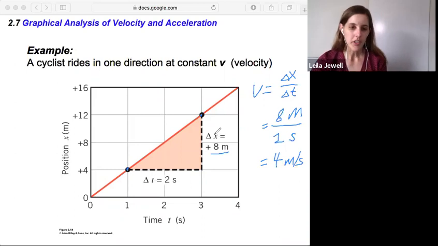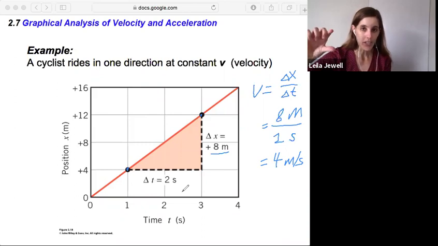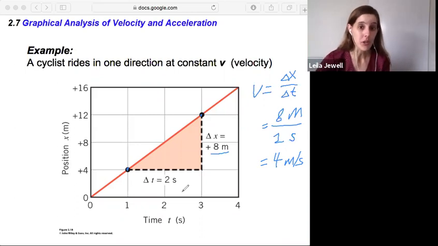Now, if you look at this delta x divided by delta t, you'll notice that it actually looks a lot like your rise over your run. When do you use rise over run? That pops up whenever you're talking about slope. So that's the flip side of this, that slope is equal to rise over run.